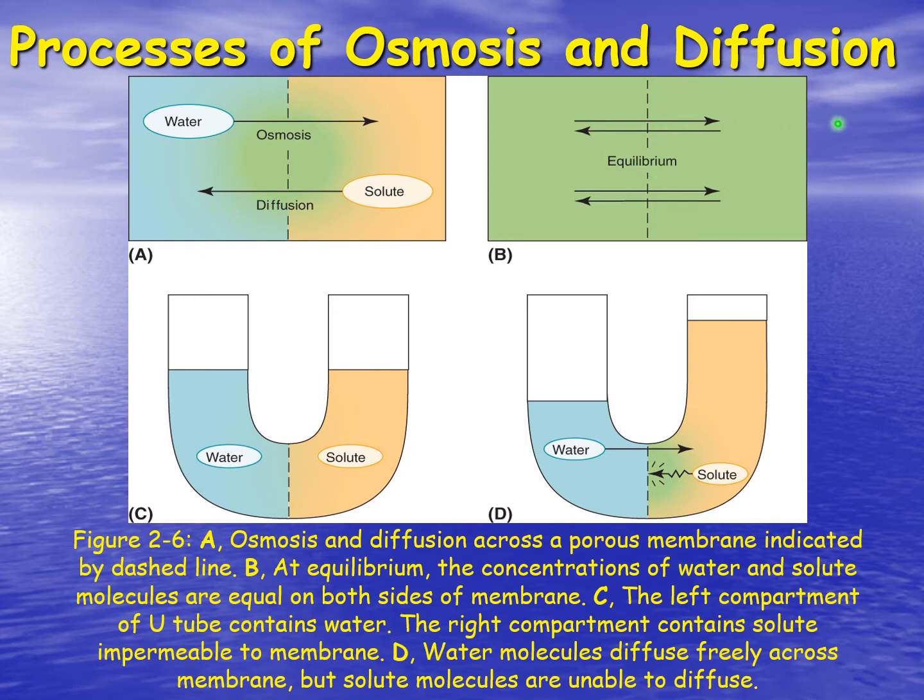However, what if the solute cannot move? So here I have a situation that I have water on this side and a solution over here that contains a solute. And this membrane is impermeable to the solute, but permeable to the water. That means water is going to move across in osmosis, and that's going to cause the level of this volume over here on this side to rise. And the volume over here will actually decrease because we're losing water to the other side.